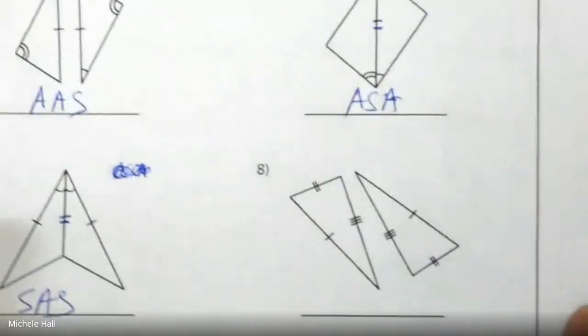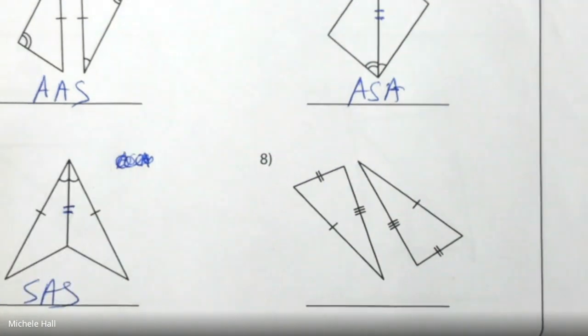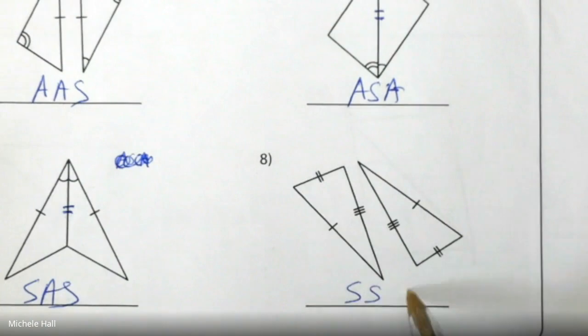Okay, Boston. Last one's yours. How do I know these 2 triangles are going to be congruent? Very good. They gave me 3 sides. 3 sides congruent to 3 other sides. So that's side, side, side.